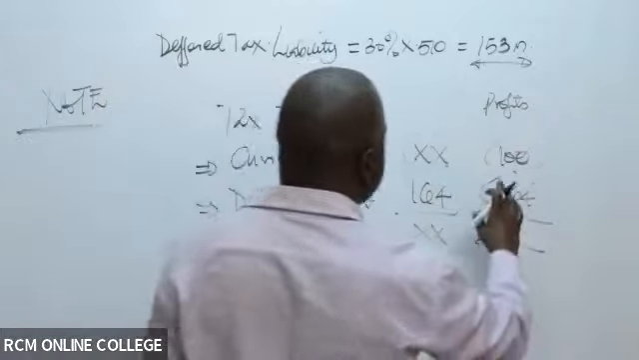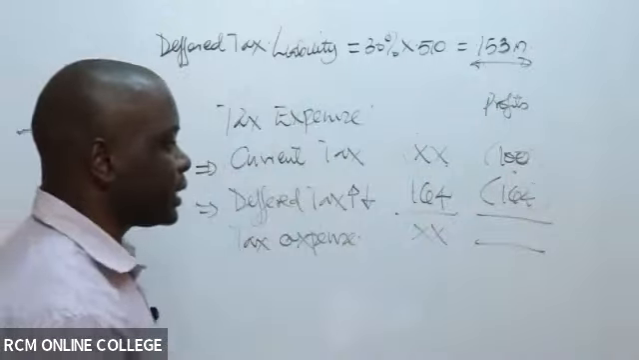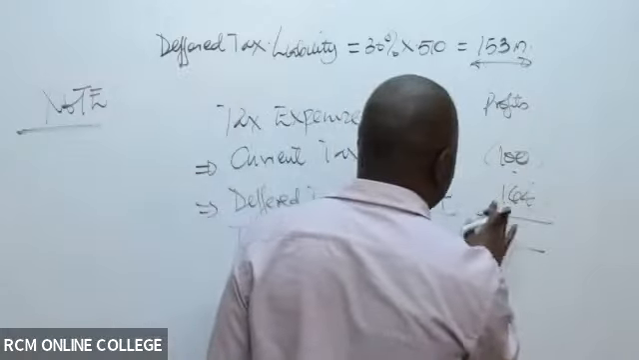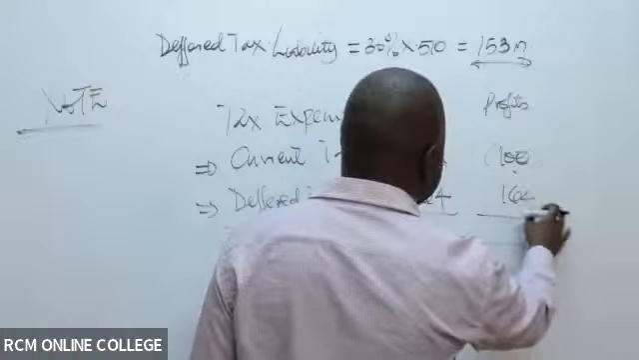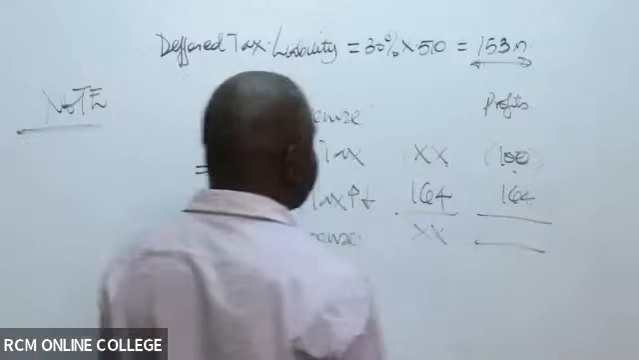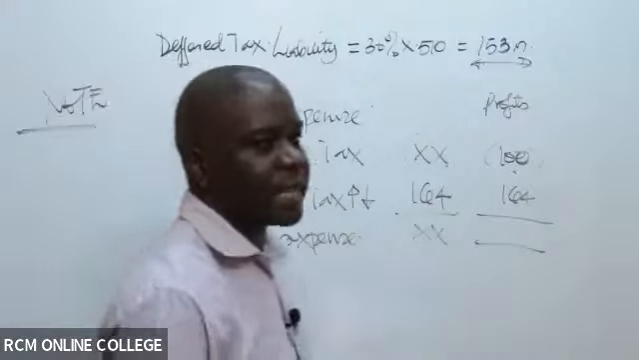So therefore, it would have ended up having to further reduce what? Your profits. But for our situation, it is a gain. So in this case, you won't reduce it, but you'll add it. You'll be able to add it so that you can get the correct figure in terms of what? The profit after tax.